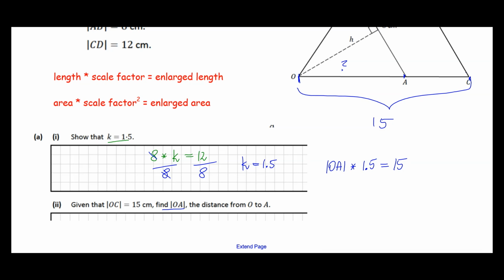So again, I don't want that OA multiplied by a scale factor. Therefore, how do I eliminate it? By dividing both sides of the equation. Always remember, when you have a multiplication, to eliminate it we divide, and we divide both sides of the equation. And again, when we put that 15 divided by 1.5 in our calculator and press equal, we get 10.